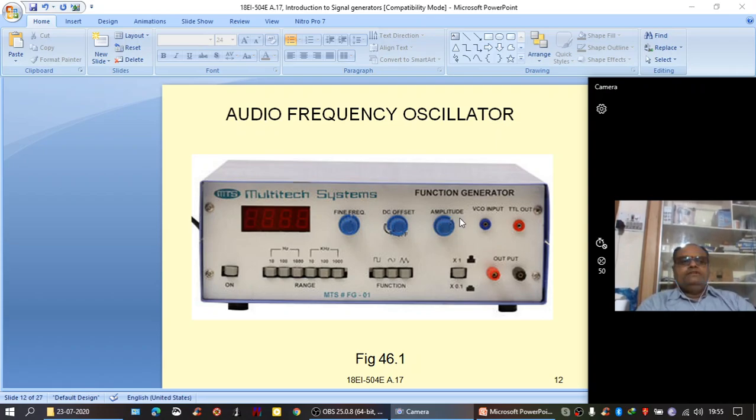Here the amplitude can be continuously adjusted, and by releasing the push button, it is multiplied with 1. By pressing it in, it is multiplied with 0.1, that is 1 by 10th of the amplitude. And here is range selection for frequencies. 10 kilohertz range, that is in terms of 10.